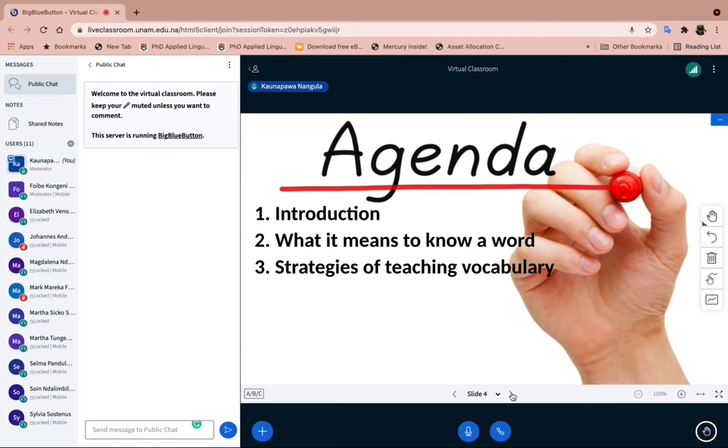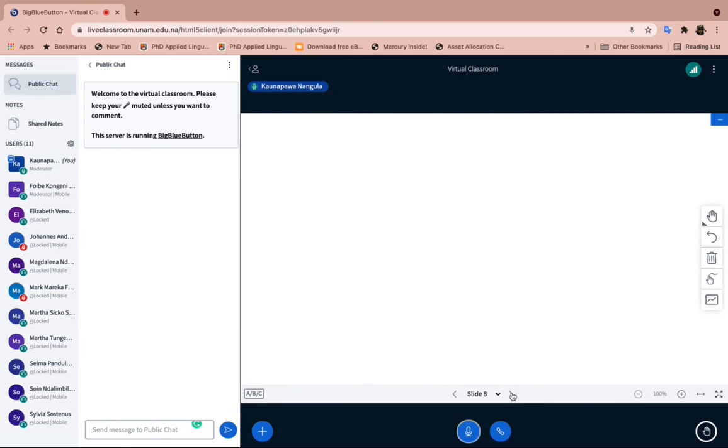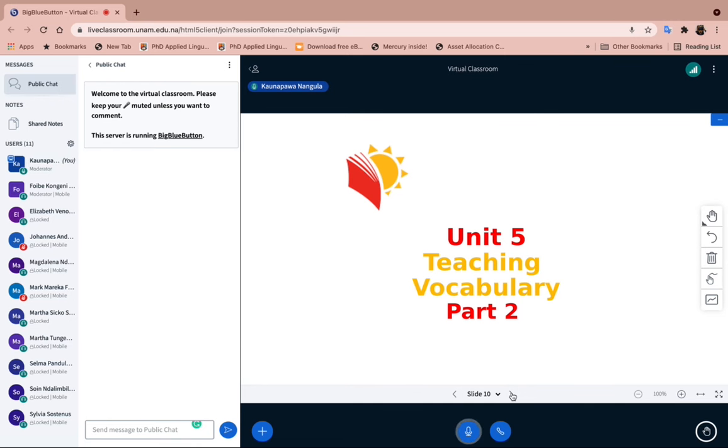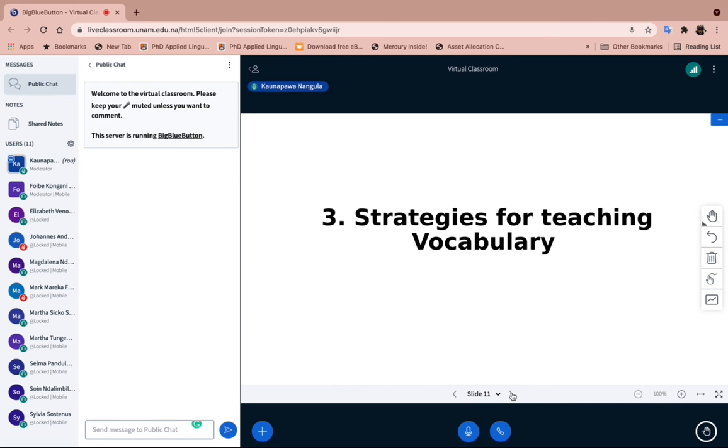So in part one, we covered the introduction and what it means to know a word. We've covered all that. Now we are starting with part two. I know yesterday we started predicting what we think the lesson will be about on strategies of teaching vocabulary.